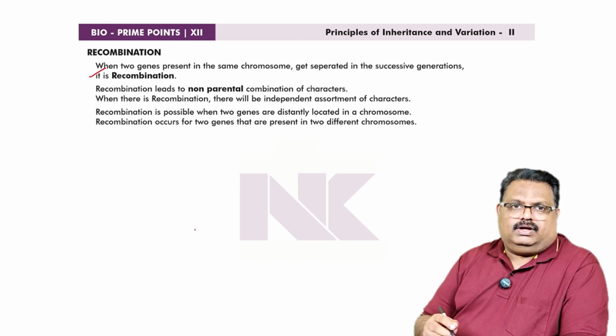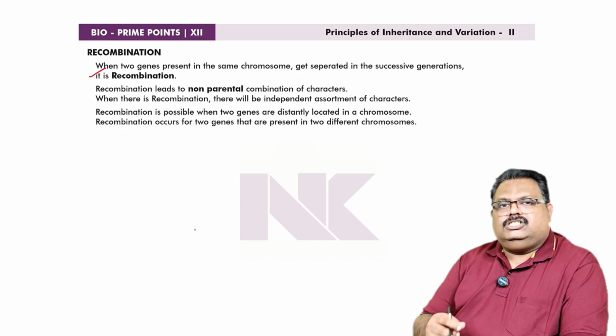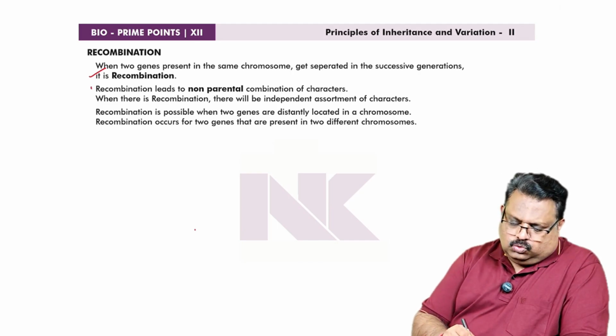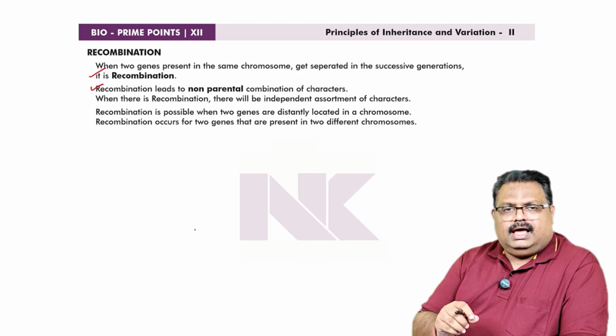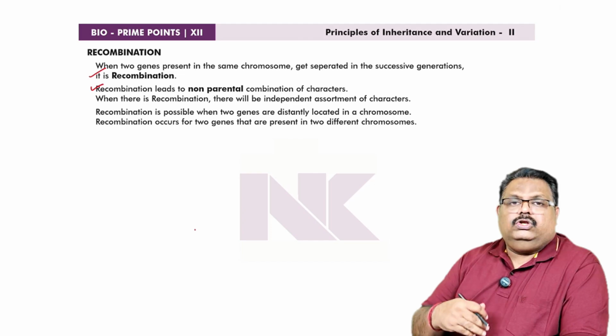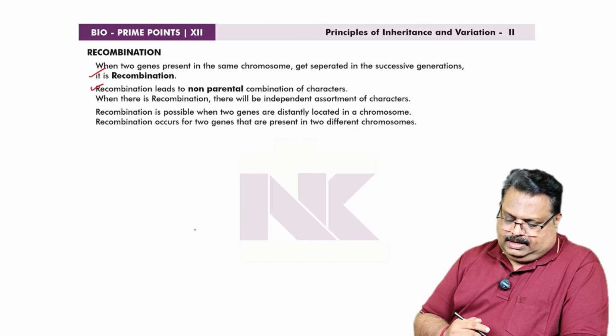Recombination is crossing over, isn't it? The parental chromosomes will cross with each other and exchange their parts. As a result, the distantly located genes become separated. Recombination leads to non-parental combinations. When there is linkage, the same combination of characters of the parent will be sustained in the young ones. But when there is recombination, new combinations will be appearing. Non-parental combinations will be appearing.